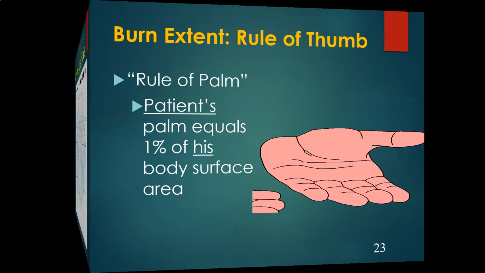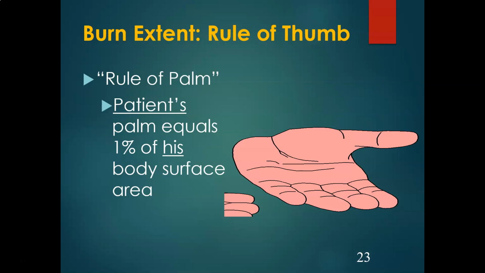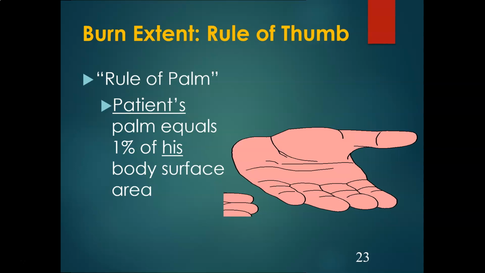Next, so we have here burn extent for the rule of thumb. So we also have what you call your rule of palm. So if a patient's palm is actually burned, the patient's palm is equal to 1% of his body surface area. So this we likely can associate like your perineum. Your perineum is 1%. So therefore, if the client has burns in the palm, we can also consider that as 1%. But that's one of the considerations to the rule of the 9.